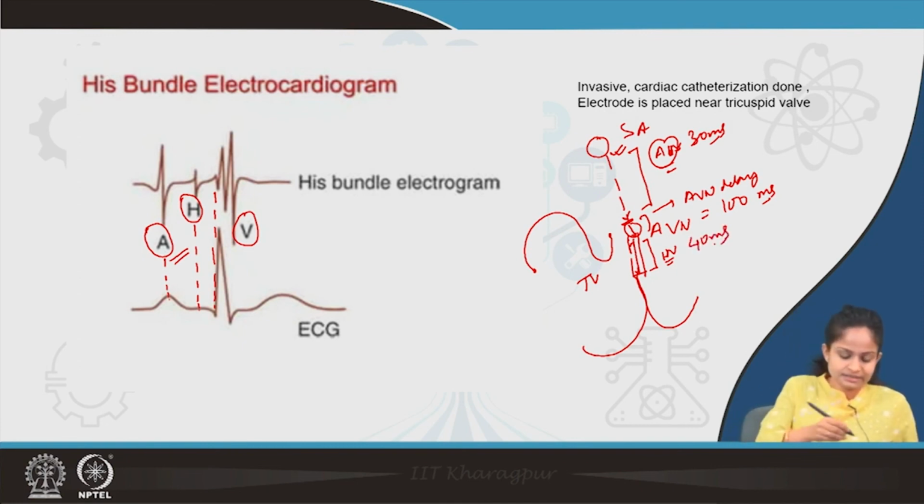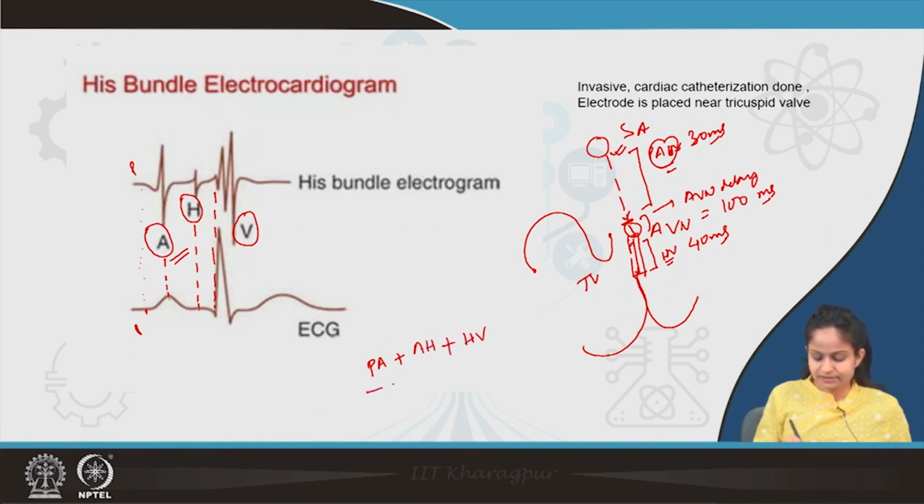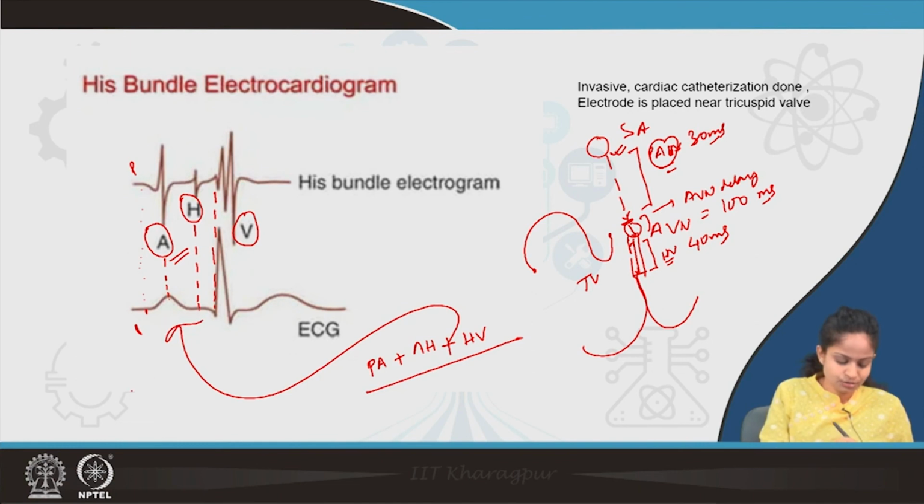If I say the P wave onset, you can see this is the P wave onset. This P wave obviously will occur before the A wave. So, this PA interval is 30 milliseconds. This PA interval plus AH interval plus HV interval will give nothing but your PR interval.